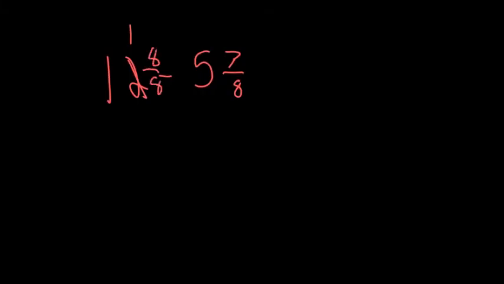So now I have 11 and 8/8 minus 5 and 7/8. So 11 minus 5 is 6. 8 minus 7 is 1, so I'd get 6 and 1/8.